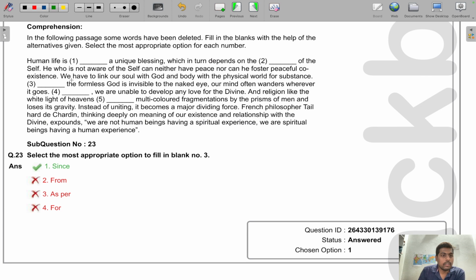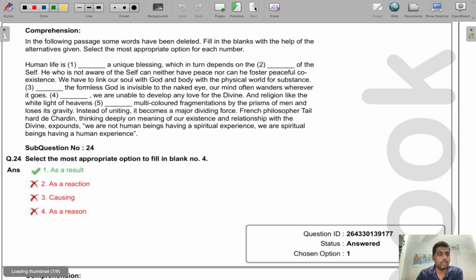Now if you see here, we have to link our soul with God and body with the physical world for substance, and dash the formless God is invisible to the naked eye. So our mind often wants wherever it goes, guys. Mostly here we need to write something like "because". So the conjunction that is most appropriate from these options is "since" only. "From" is not possible, it doesn't make sense. "As per" also doesn't make any sense, and "for" also doesn't make any sense. So mostly the answer is "since" only. In that way you can eliminate. Now let us go to the next question.